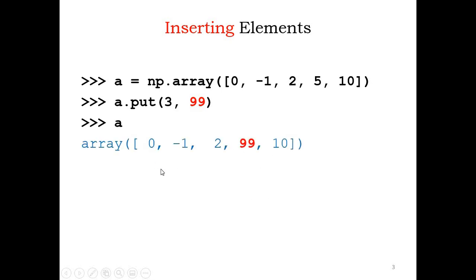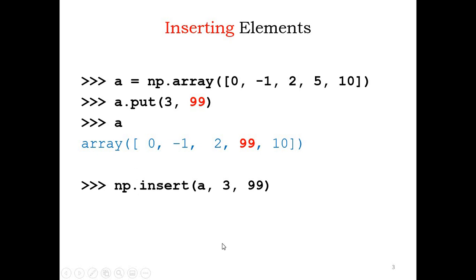So this is the 0th position, first position, second position, and this is the third position. What it has done is basically replaced this 5. So 0, 1, 2, 3. In the third position it was 5, but it replaced this element and now it is 99. Okay, so there is another way we can do that.